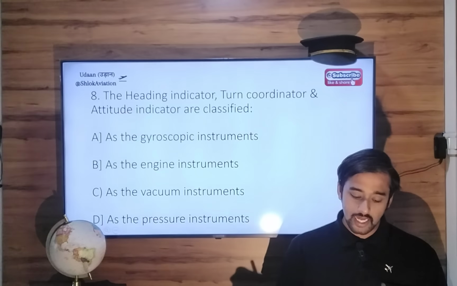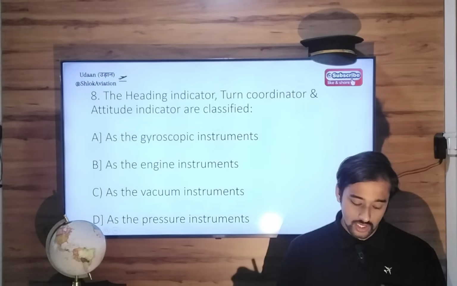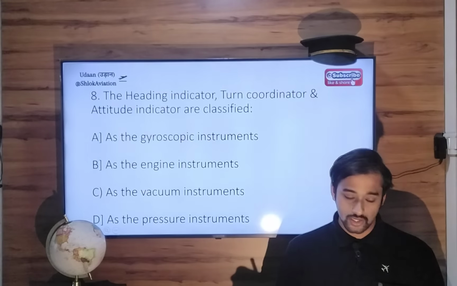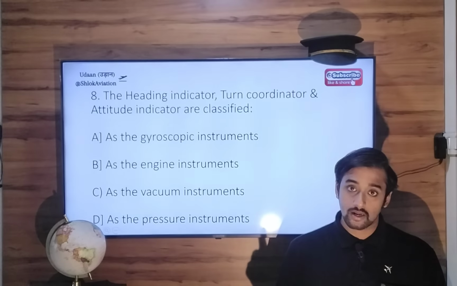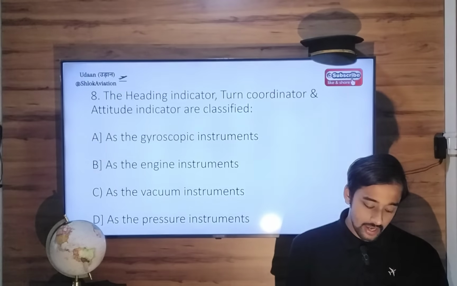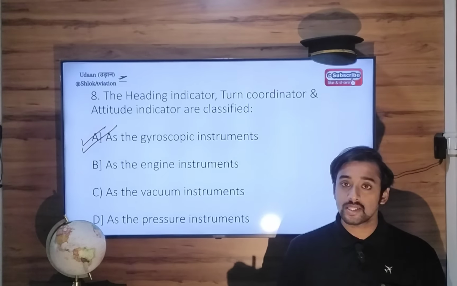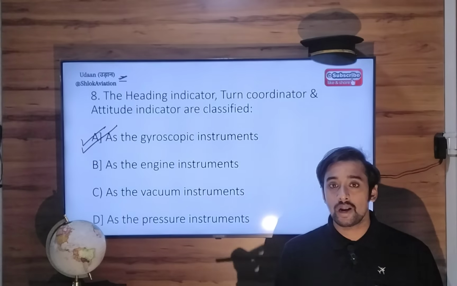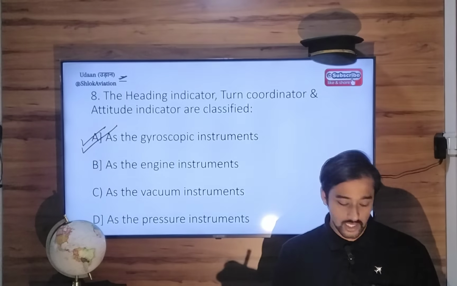Question 8. Heading indicator, turn coordinator, attitude indicator are classified as: gyro instruments, engine instruments, vacuum instruments, pressure instruments. So now here the most appropriate answer is option A, gyroscopic instruments. Engine instruments are your tachometer, that is the RPM indicator, oil pressure, oil temperature, cylinder head temperature. These instruments are engine instruments.